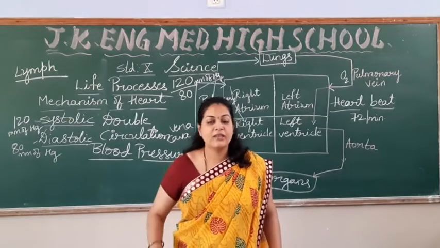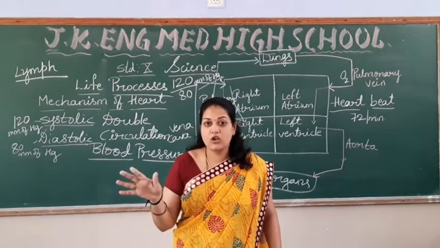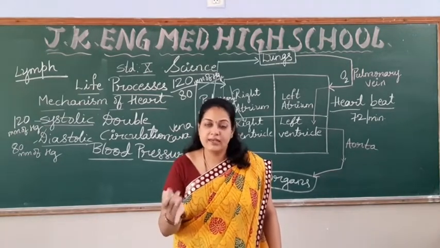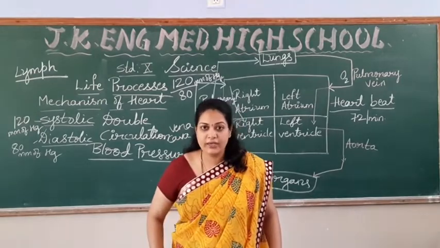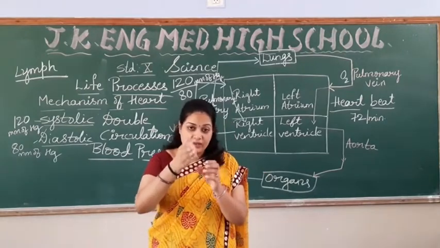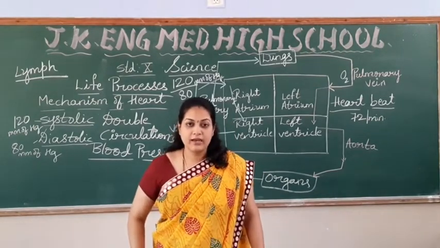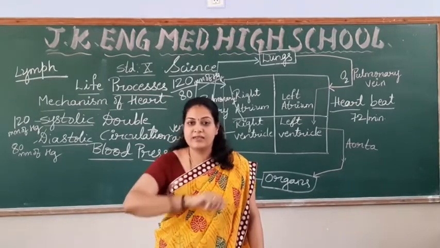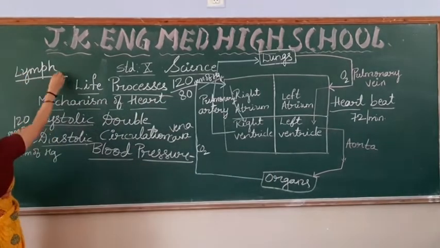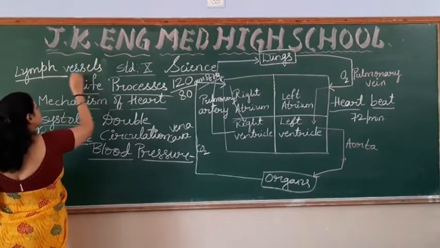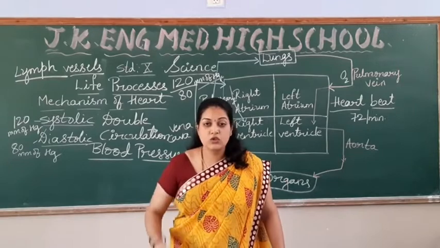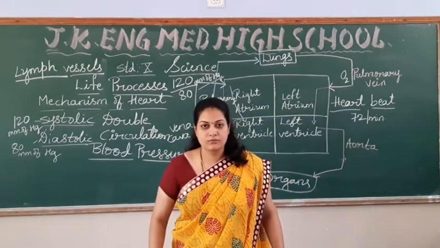Unlike your blood, it has plasma. RBC is not there, but it has WBC. So plasma and WBC it has. It is also one fluid. It flows in between the cells, in the intercellular spaces. Where space is there, there it flows. It will not flow through our blood vessels. It will flow through particular vessels, which we call lymph vessels, or lymphatic vessels, through which the lymph fluid flows.